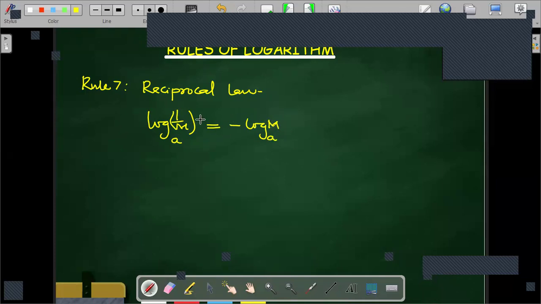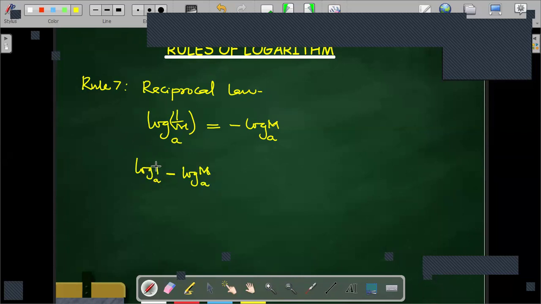Now, of course, we can simplify this to prove that it is actually going to be this. Remember the quotient rule. You will see that 1 over m is a division, which is like a quotient. So we can simplify this as the logarithm of 1 to base a minus the logarithm of m to base a, using the quotient rule, the second rule that we discussed.